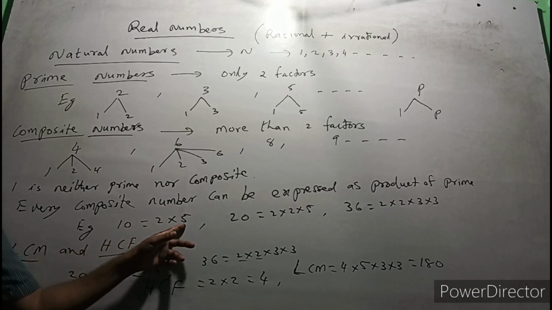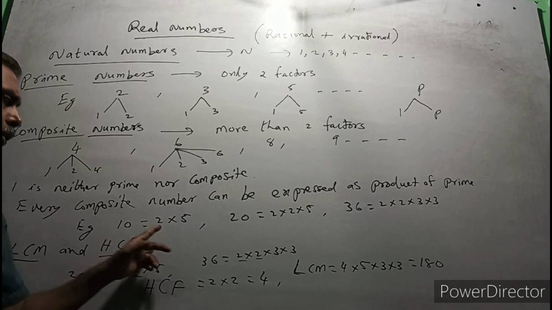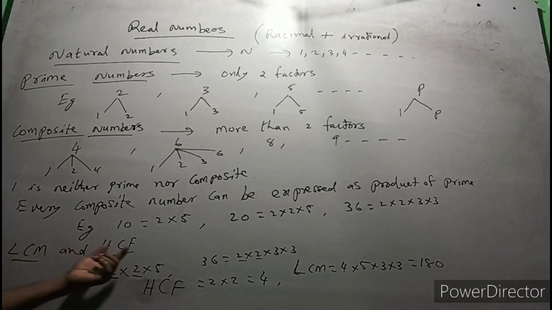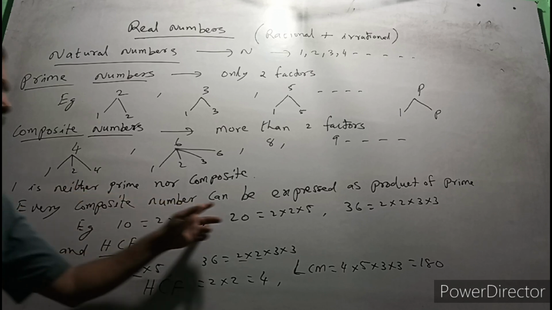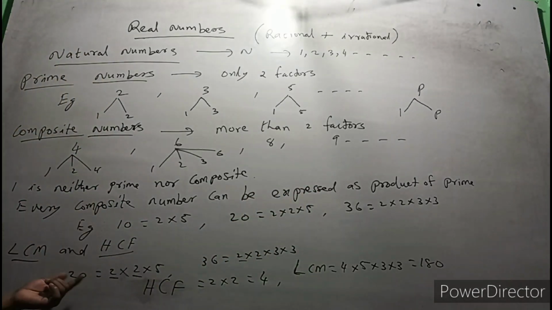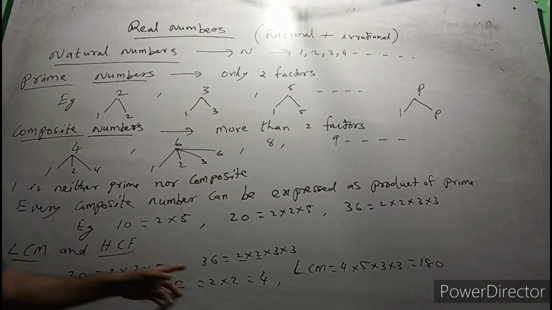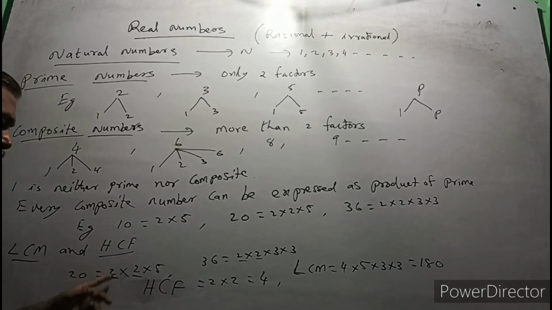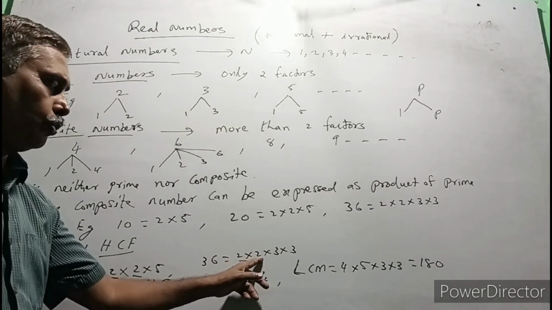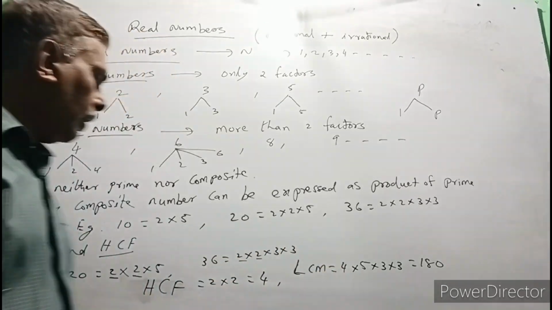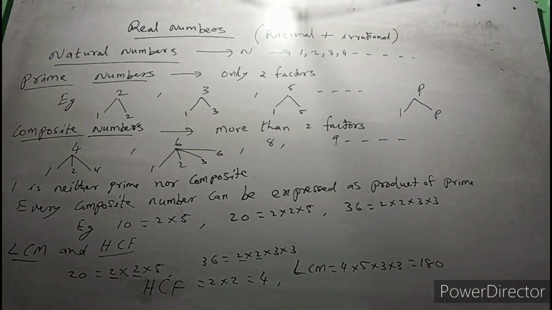2 and 5 are prime numbers, 10 is a composite number, 10 is equal to 2 into 5, similarly 20, 36, like that. So here the importance of LCM and HCF comes in. We already learned it in early years, but here we are doing this expression: every composite number can be expressed as a product of prime numbers. So 20 is equal to 2 into 2 into 5, already written there, 36 also like that. HCF means highest common factor. Here you may see that 2 and 2 are repeating, here also 2 and 2 only are repeating. So HCF is 4. LCM is that 4 into the remaining product of numbers.